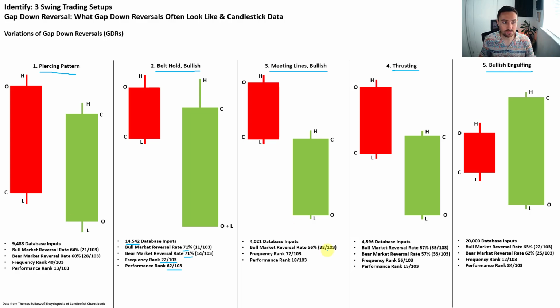But if we just go through the psychology of why a belt hold bullish has a very high reversal rate, I'm just trying to find my pointer. Where's my pointer gone? There it is. Okay, there we go. Live videos and all that, right?